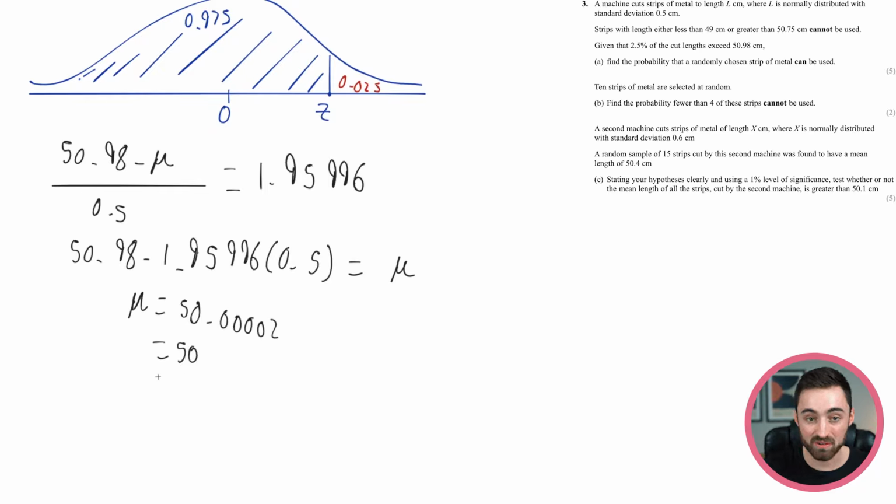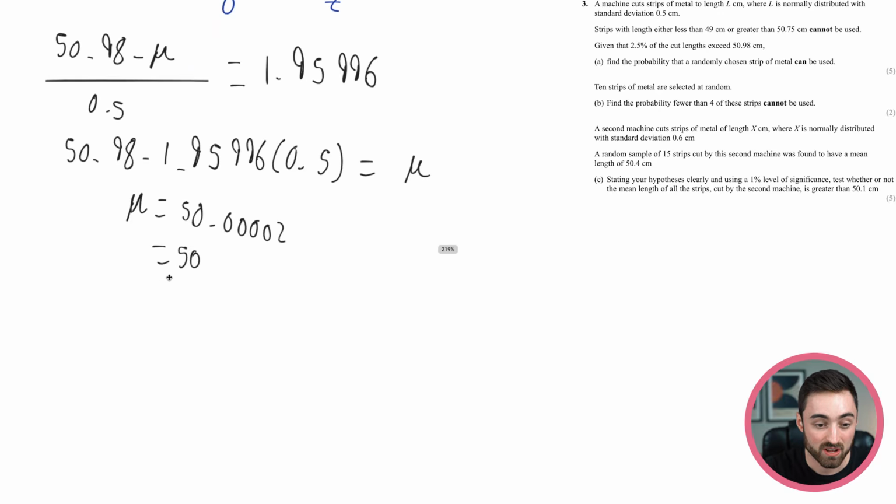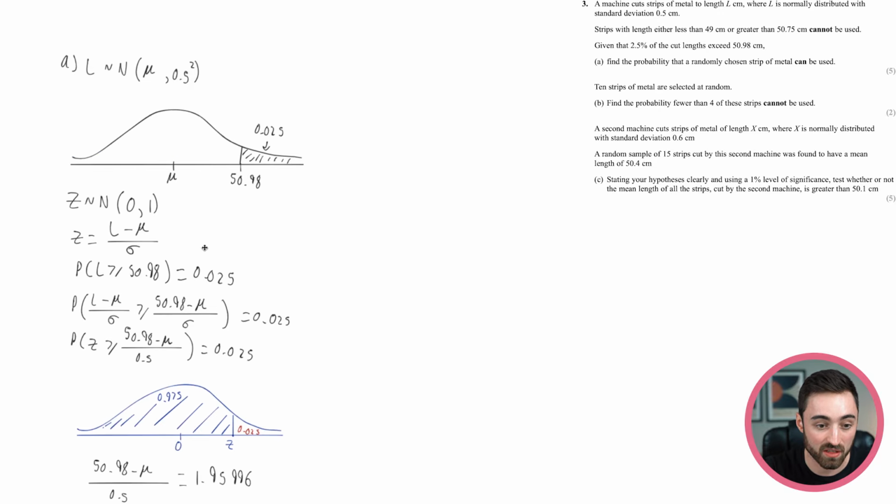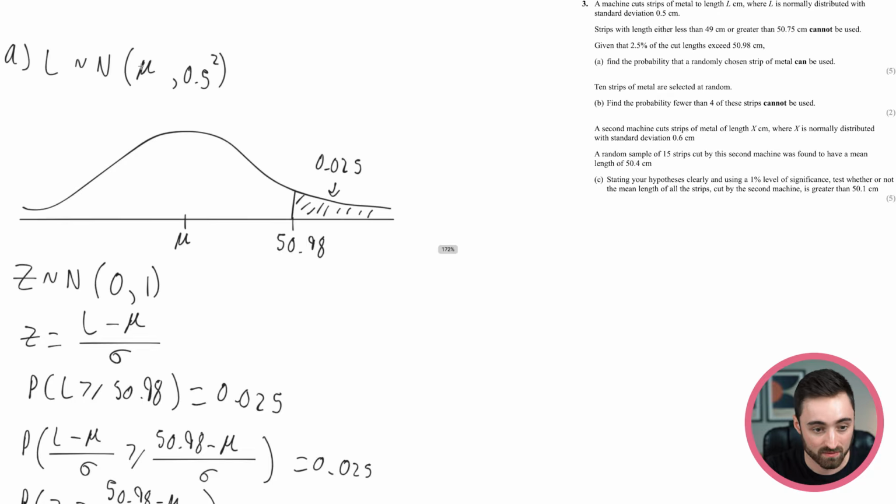I've got my mu. So now let's retrace our steps because there's a lot still going on. We initially said we've got this distribution. We now just know the mu for this distribution, but we've still got some work to do.